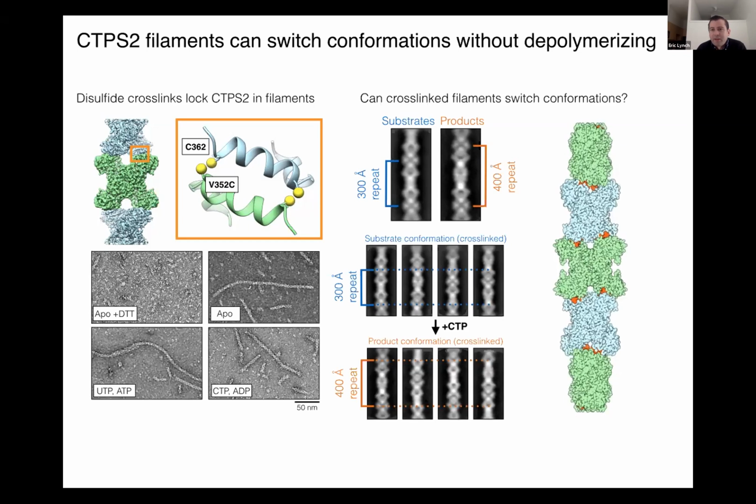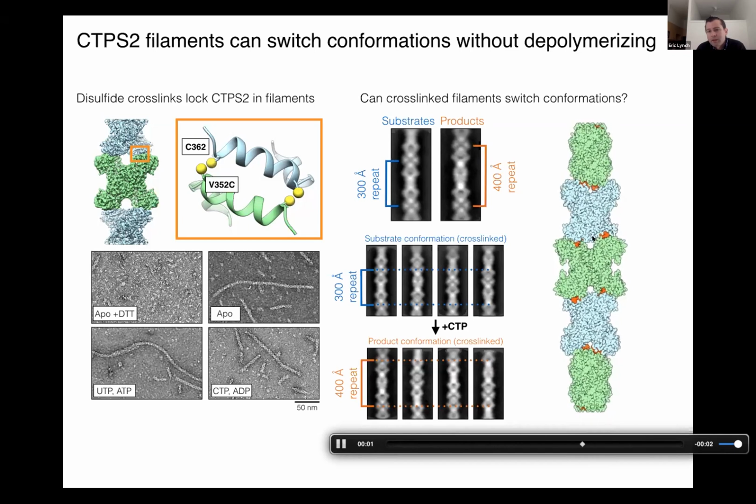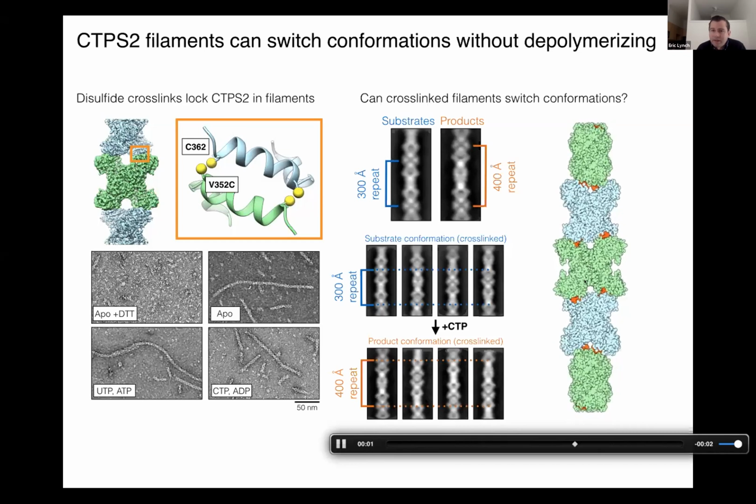And all that to say basically that we think this is what can happen. This is just showing a movie of a CTPS2 filament morphing between the substrate and product-bound conformations, with the contact sites shown in orange. As you can see, those track within the filament. So you can preserve the contact site while switching between the two filament forms.